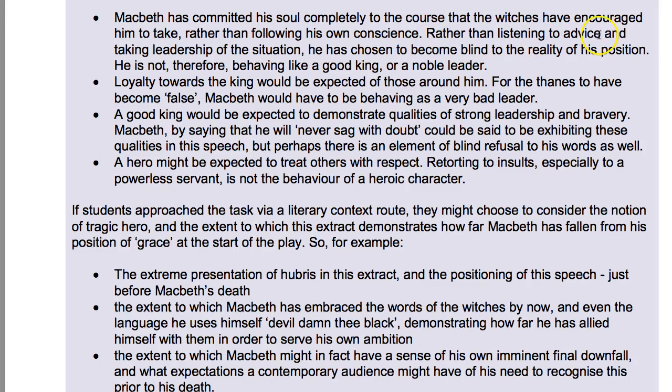Rather than listening to advice and taking leadership of the situation, he has chosen to become blind to the reality of his position. He is not, therefore, behaving like a good king or a noble leader. Loyalty towards the king would be expected of those around him. So that's what Shakespeare is demonstrating when he writes this play. It's completely out of loyalty to King James I.